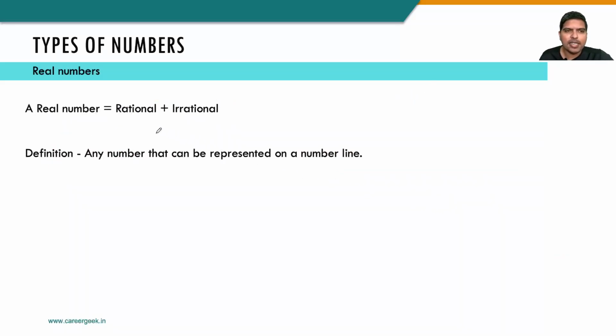The next one is real numbers. So what is a real number? Basically rational and irrational both. Any number is real basically. So this is a definition, not very important. Any number that can be expressed on the number line. Number line, we'll see in the later parts, is basically the x-axis. We'll discuss in detail later.